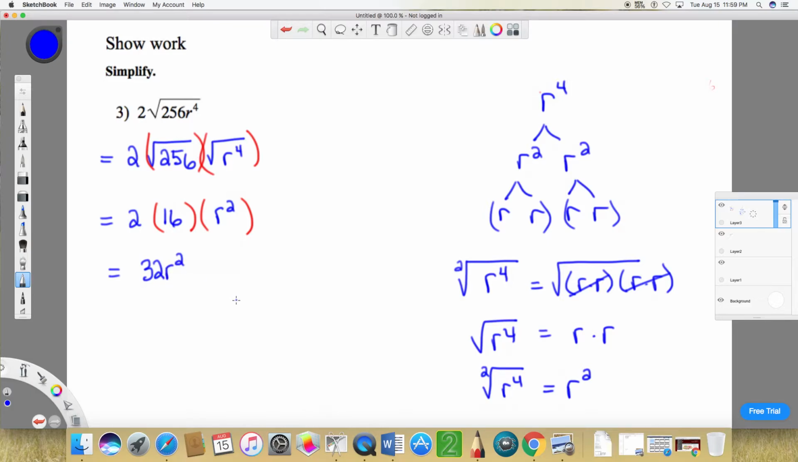So you wouldn't think that those are the same. There's no way that I would look at this and see 2 times the square root of 256 r to the fourth power and immediately see that that's 32r squared without a little bit of thought. Maybe it's a little bit easy to see because the square root of 256 is 16, and 2 times 16 is 32, and 4 divided by 2 is 2. So maybe some people can see it, but it's definitely something that I would work out, show my work, and do all this scratch work that we did.